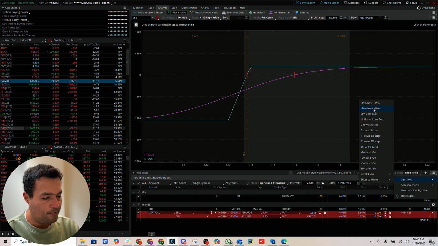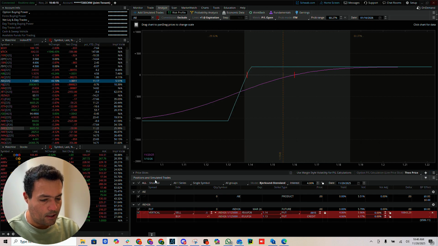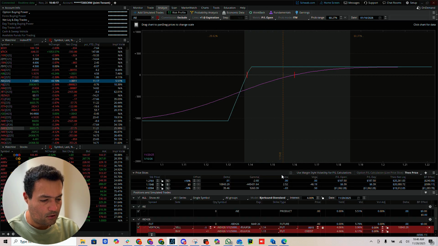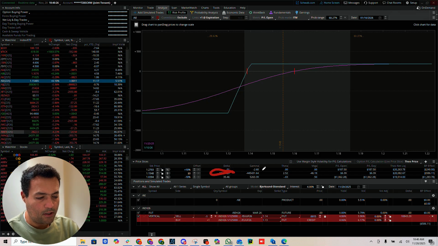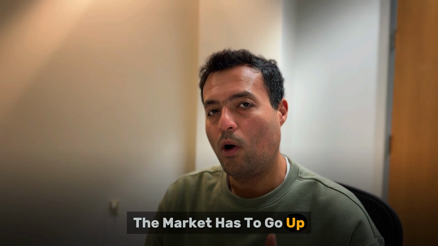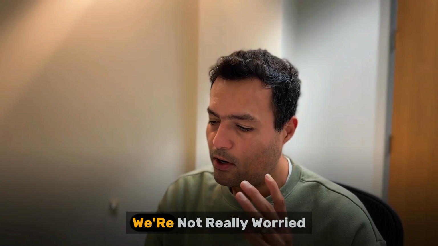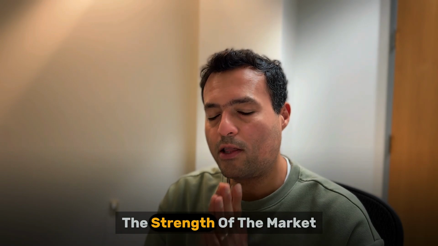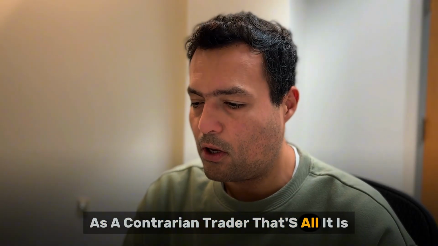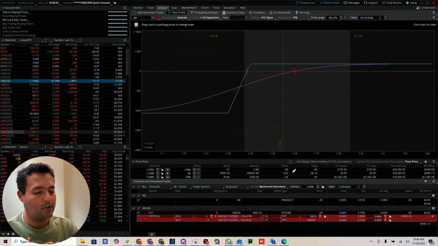Okay, and if I have to look at the Greeks, now let's look at the Greeks as well. I have to open the price slices to look at the Greeks. Pull this up a little bit so you can see the trade as well. Okay, first of all, we are going long delta. Now, don't worry about the big numbers in the currency markets. This is how they come up. We are slightly short gamma with long delta here, meaning the market has to go up for us to make money on the directional side. We're not really worried about the direction here. It's just about selling it into the strength of the market as a contrarian trader. That's all it is. We look at the price action. We decide whether to sell puts or calls.